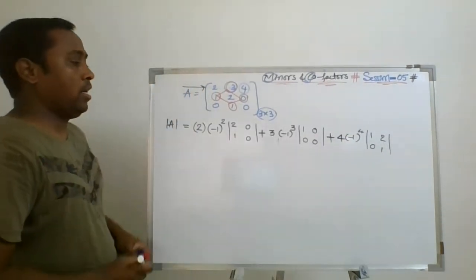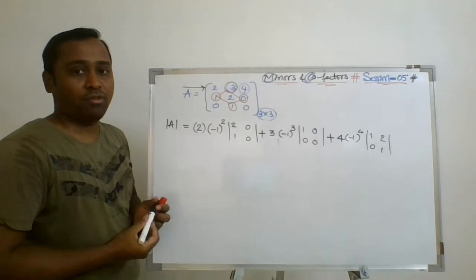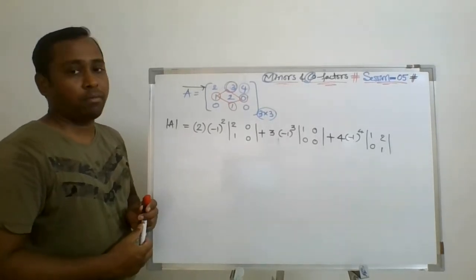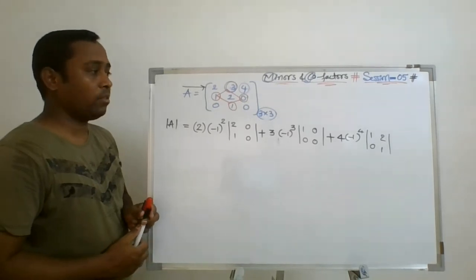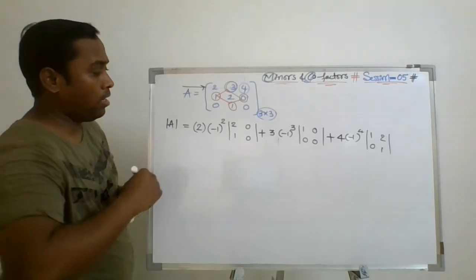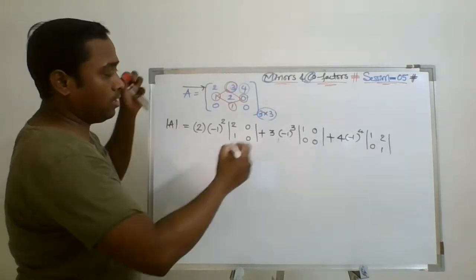Getting my point? So sir, why are you finding the determinant? Already we know how to find the determinant, right? Of 3 by 3 or 4 by 4 order. Now there is a purpose behind this. Just try to understand the logic behind the discussion.